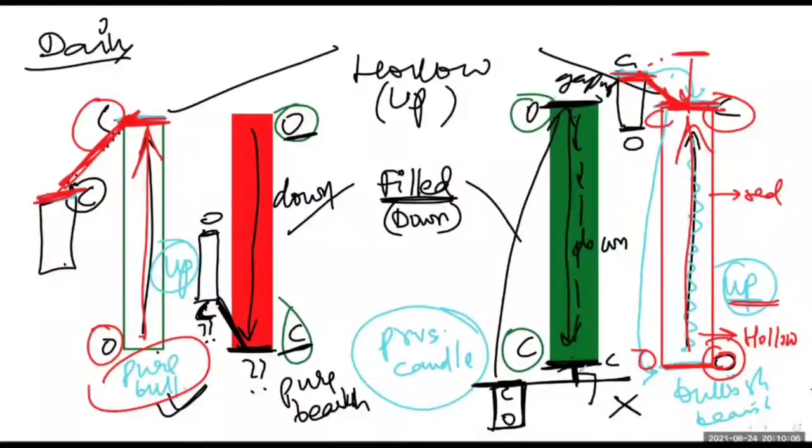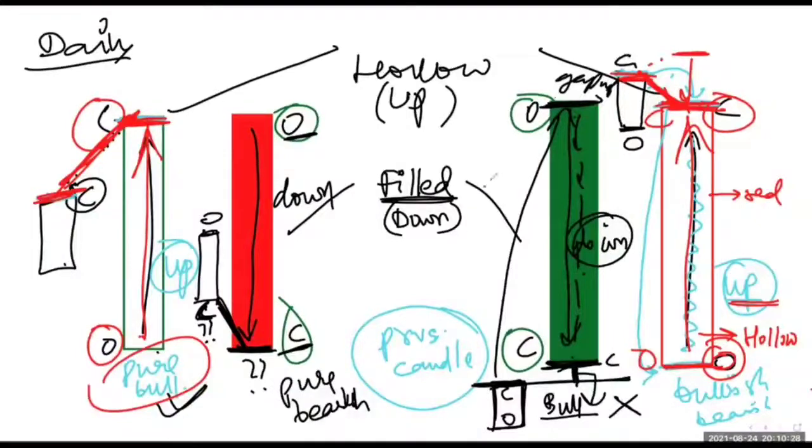There is a gap here between the closing of this last candle and this candle, which means even though the stock is down, down, down and filled up, there is some hint of bullishness within the overall bearishness. And that's why, to give that hint to the user, instead of filling it up with red color, we have filled it up with green color.